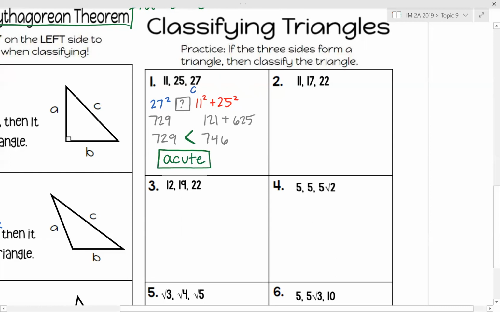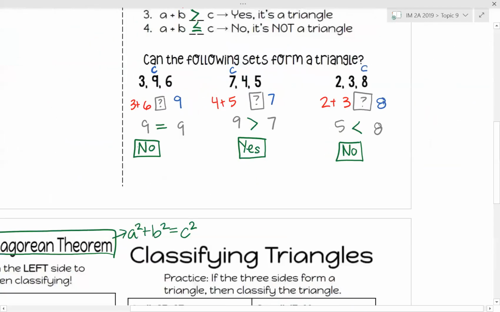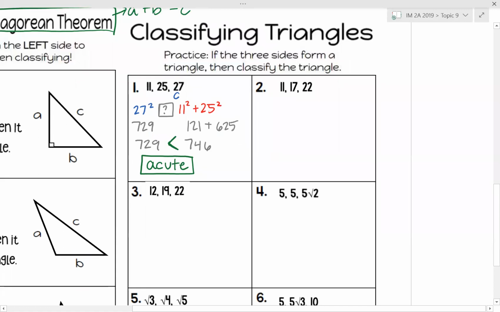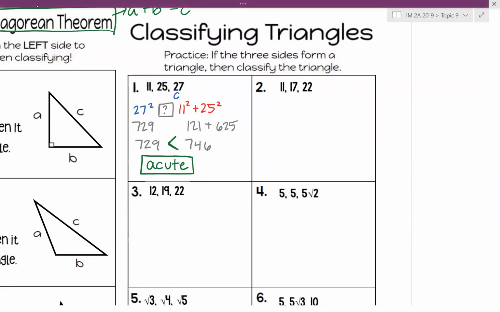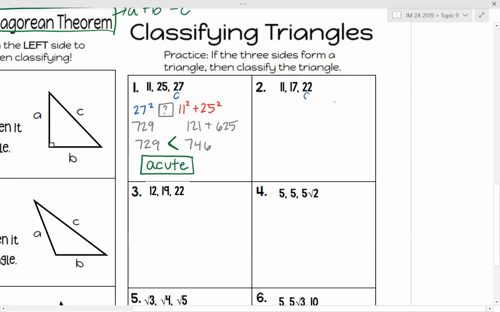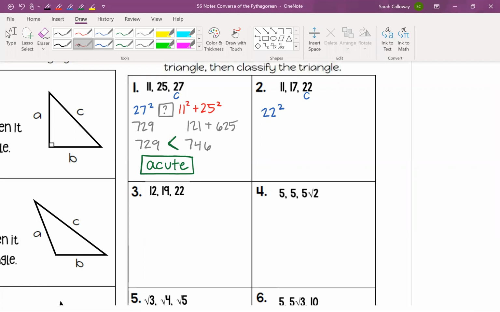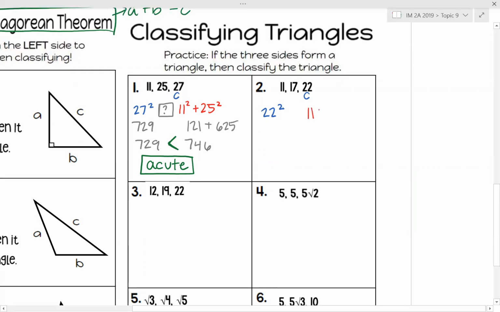Okay, so again, if C squared is smaller, my answer is that that forms an acute triangle. So we're just going to go through and do the same process with each of these sets of 3 numbers. We're first identifying what the largest number is, and that's the one that's going to be first. So we have 22 squared, and we're going to compare that to the square of the other 2 numbers added together. So 11 squared plus 17 squared.